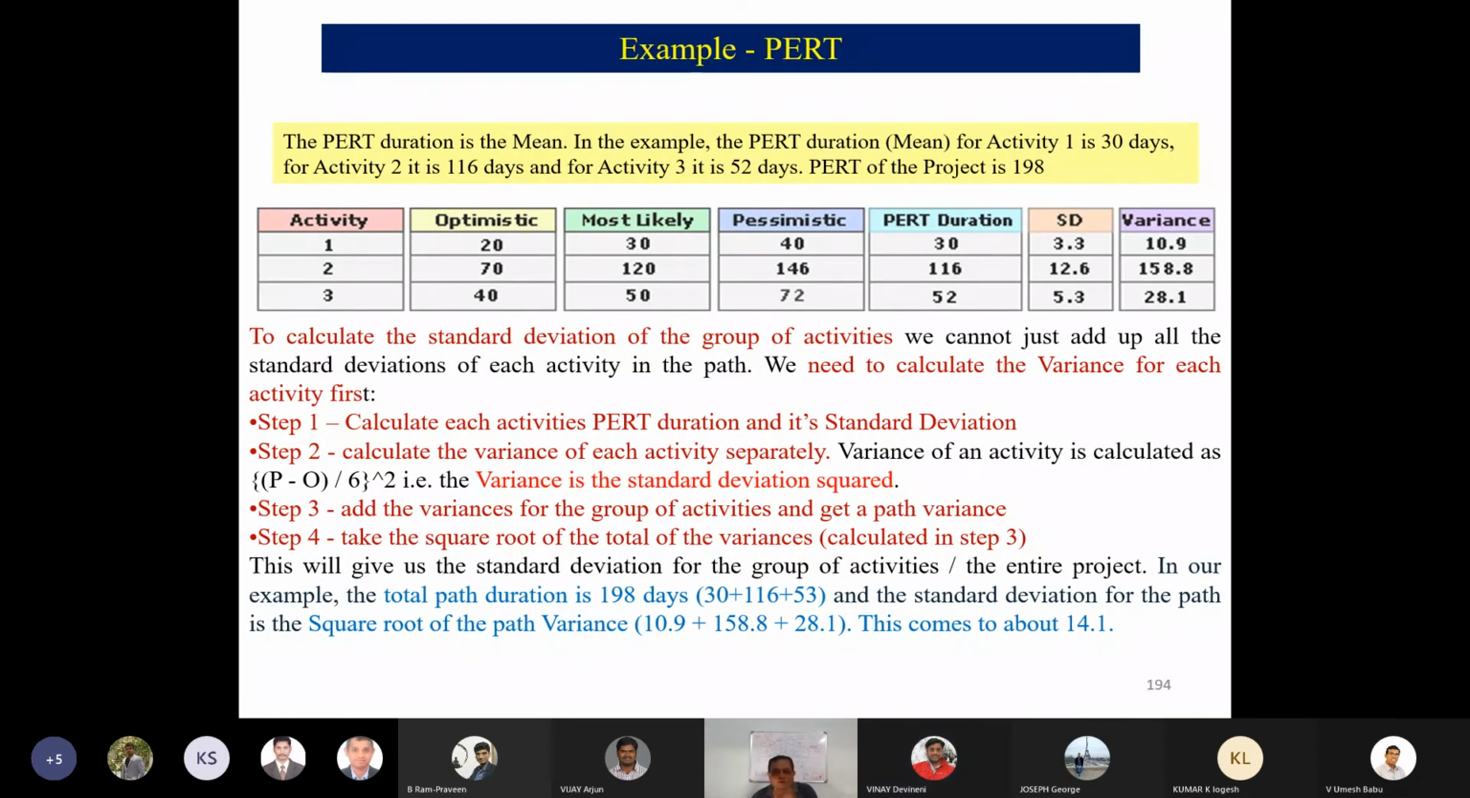No, this is the PERT one. The standard deviation is the square root of variance, which was taught in statistics in class 8 or class 9. Sir, it should be square root of variance. Square root of variance, absolutely.